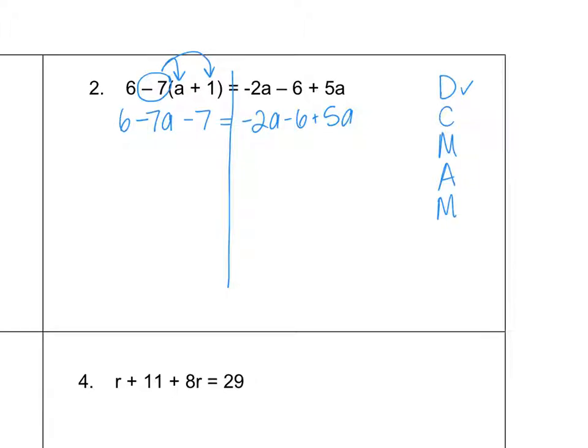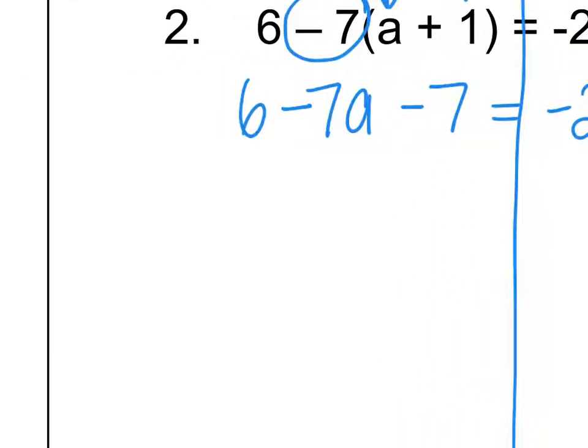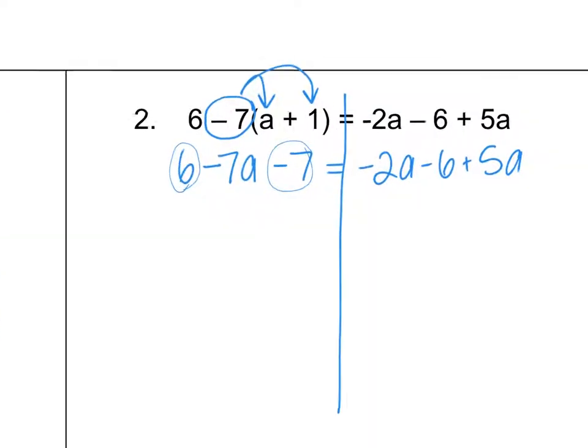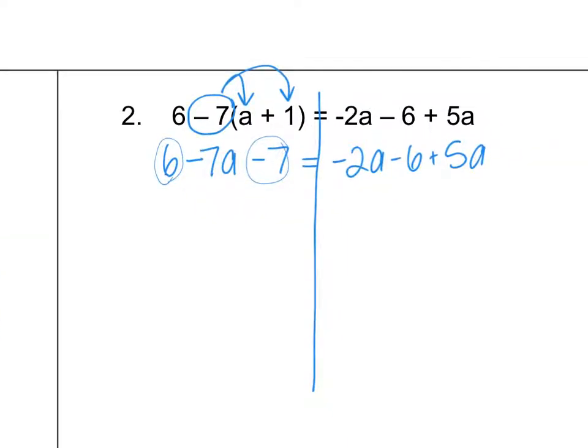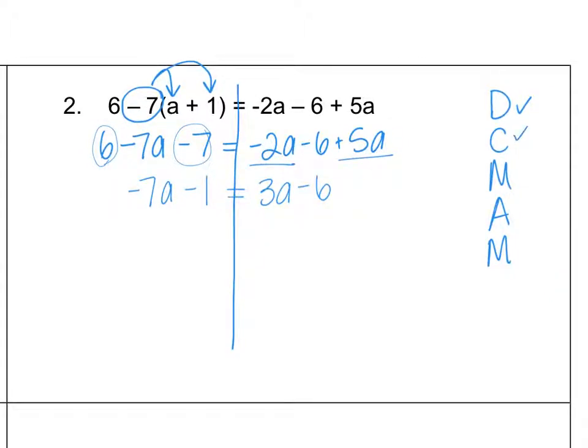Next step, can I combine any like terms? Again, I'm looking at each side separately. So on this left side, are there any variables or numbers I can combine? And yes, I can. I have a 6 and a negative 7. So 6 minus 7 leaves me with a negative 1. And on the right side here, I have a negative 2a plus 5a. Negative 2a plus 5a gives me 3a. And from there, I'm going to bring everything else down. Okay, so we combined like terms.